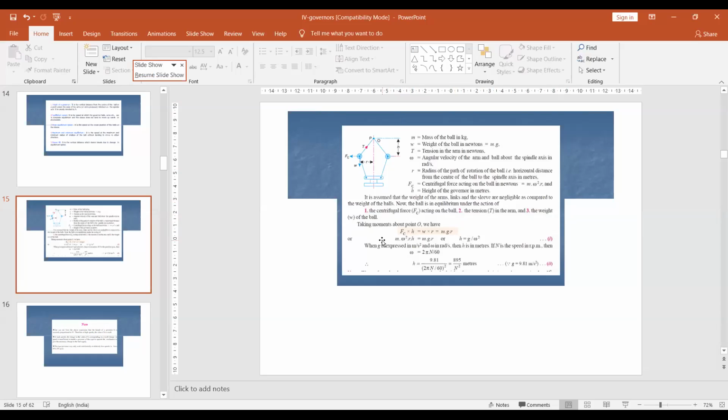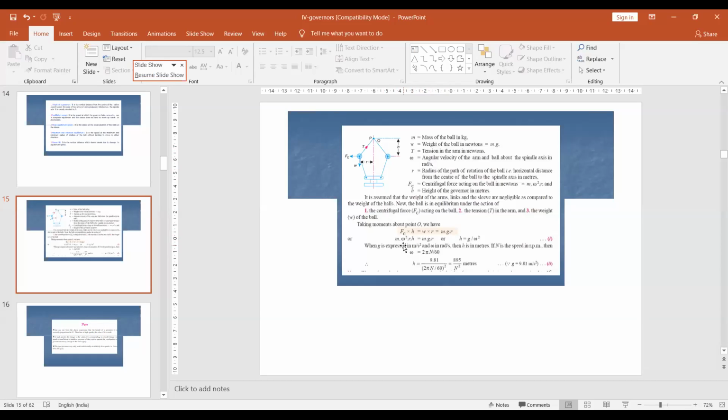Now for getting the unknowns, you take one condition from the equilibrium condition, that is taking the moments about the pivot, point O. When we take the moments at O, the forces give FC into H equals W into R. W is replaced with mg, so mgr.